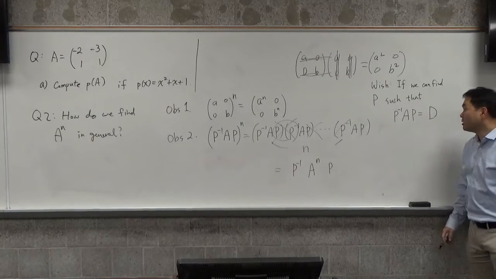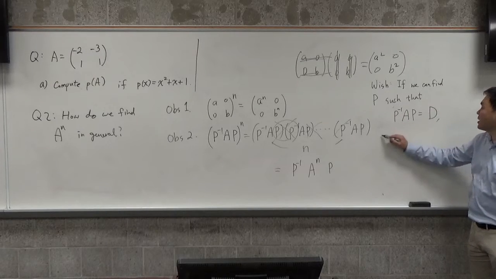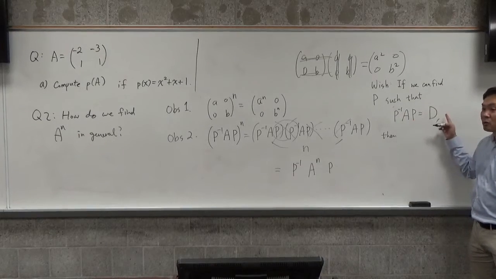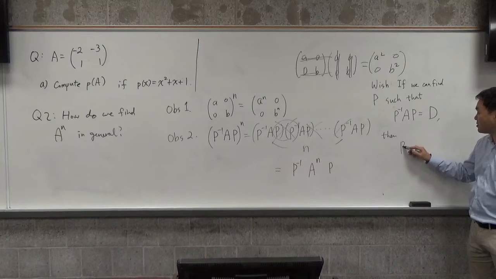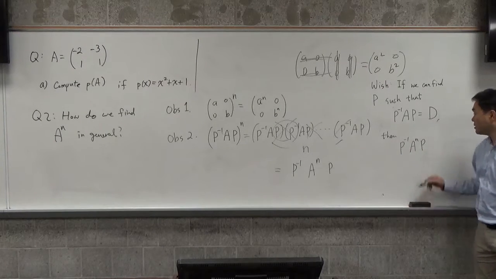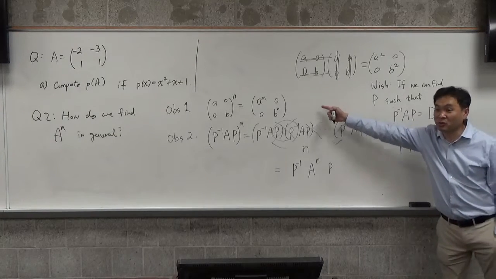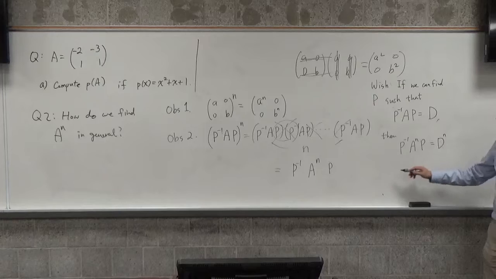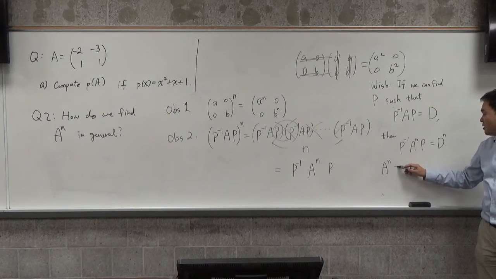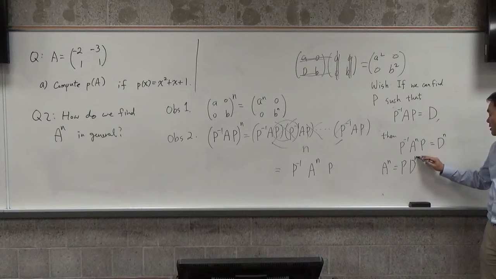Then we can just take nth power of both sides. Nth power on the left side is this. That's what we just figured out, right? And nth power of a diagonal matrix is easy, as we know, right? So therefore, you can multiply P on both sides here, so it's P D to the n, and then P inverse to the other side.